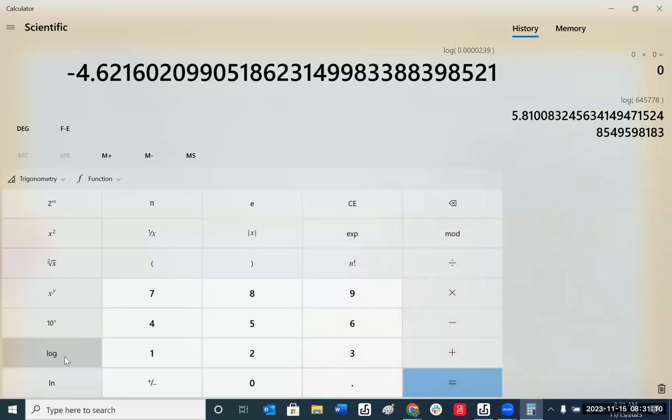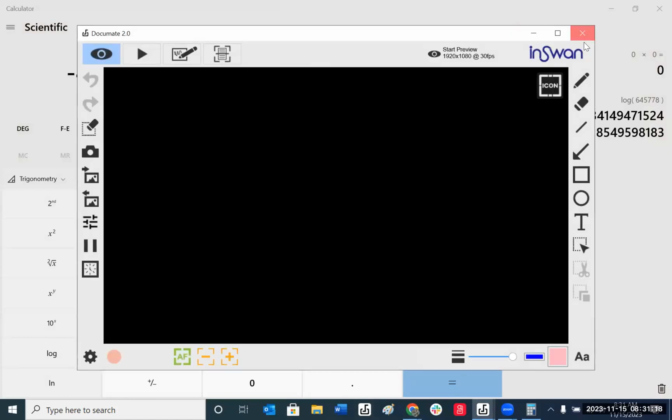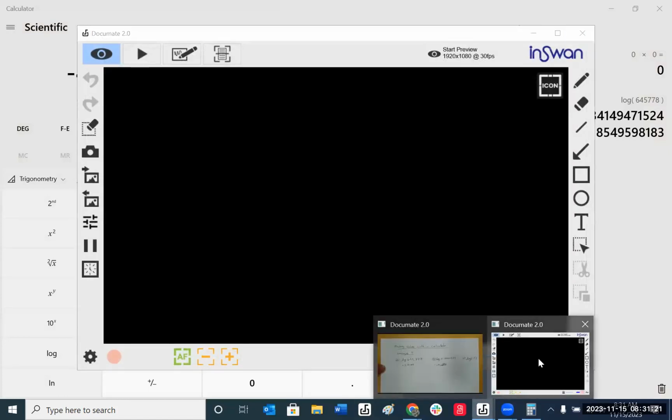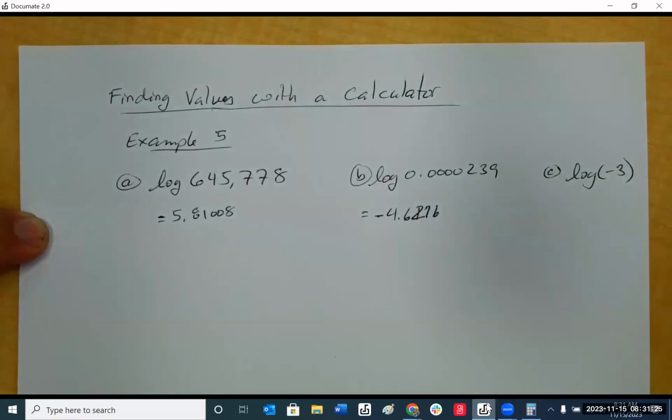Notice it's negative. Why is it negative? Because the decimal is to the left of the number, so it means it's very small. It's a negative.